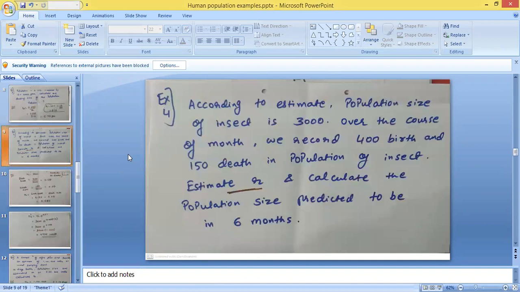According to estimate, population size of insect is 3000 over the course of the month. So in duration of 1 month, we record 400 births and 150 deaths in the population of the insect. Estimate r, that is rate of growth, and calculate the population size predicted to be in the 6 month period. So in 6 months, what is the population that you have to predict?